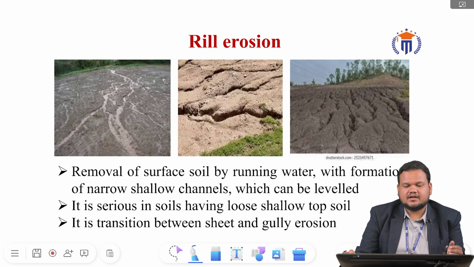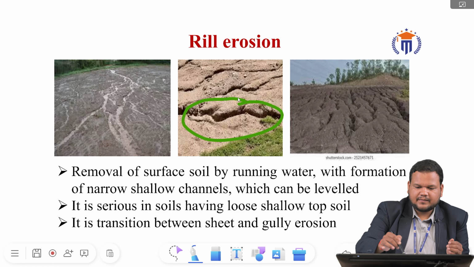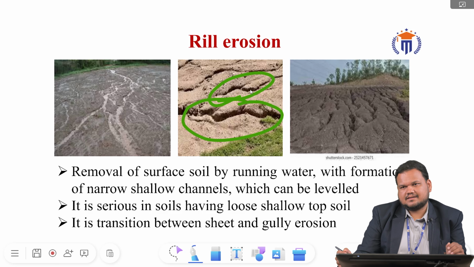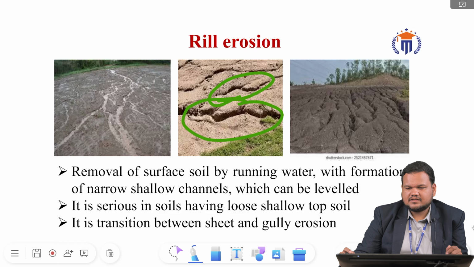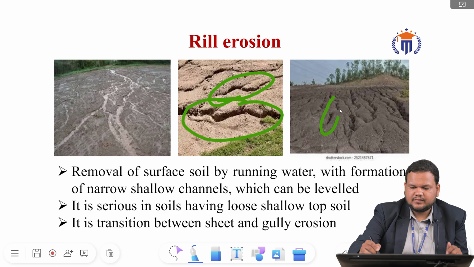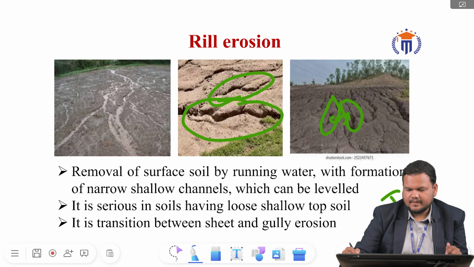Sheet erosion results in the formation of rills. You can see these are present; these are known as rills. They are nothing but small water channels: where the water is dropping, it will flow through channels. The place between two rills is known as the interrill.